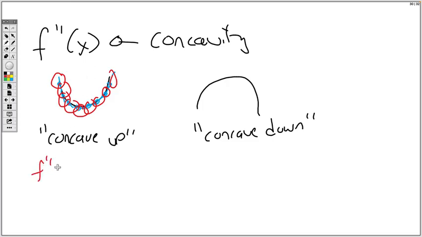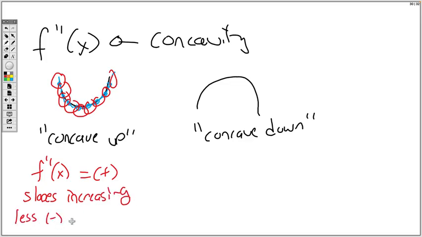So this is where the second derivative is positive. Second derivative is positive means the slopes are increasing. So they're either becoming less negative or more positive depending on the situation. So there you go. The positive happy face, you may have seen this for quadratics. There's a good reason for that. We'll talk about it in Calc 2. All right, now let's look at concave down situation.